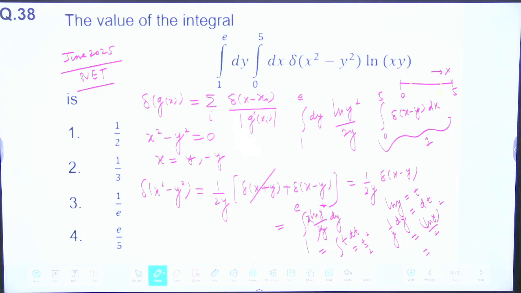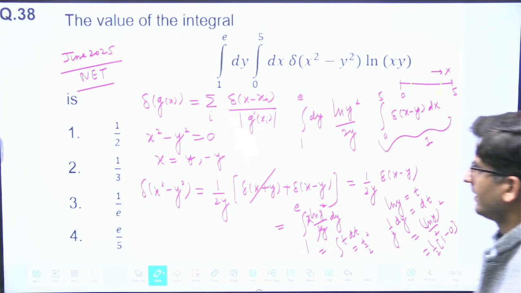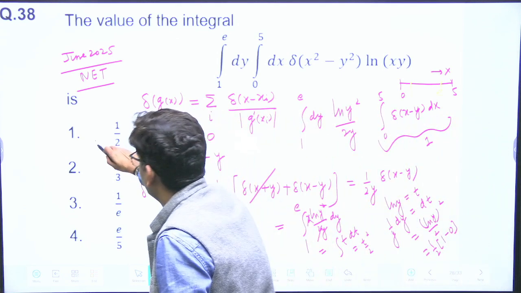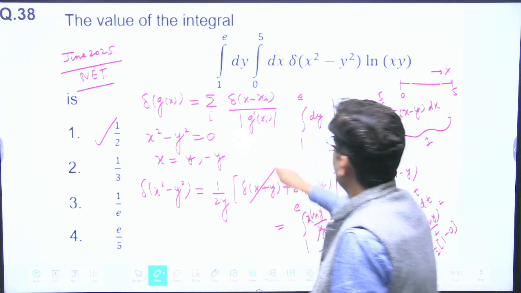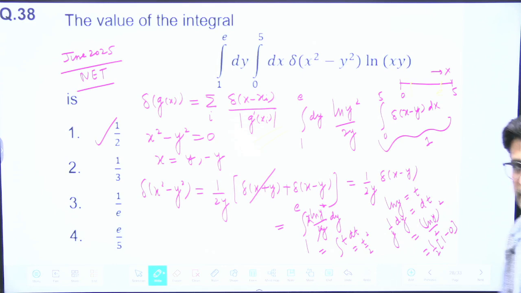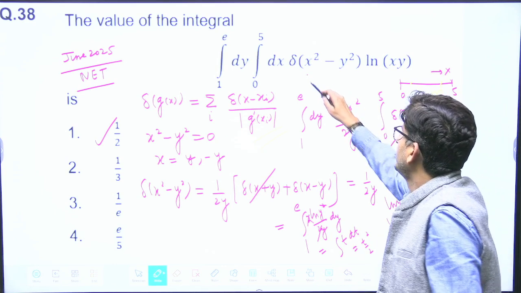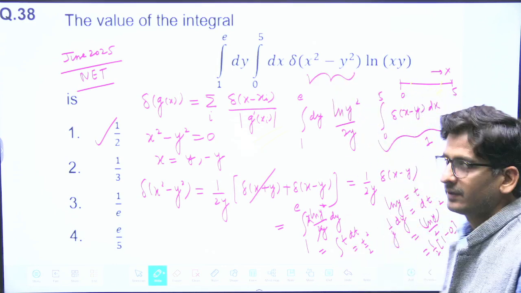Now put the values: log e is 1, and log 1 is 0, so the answer is half. So this half is the answer. So remember this formula. This can be very, very important in situations where you have a function inside the delta function. Okay, thank you.